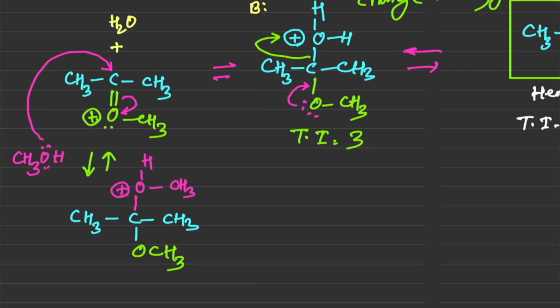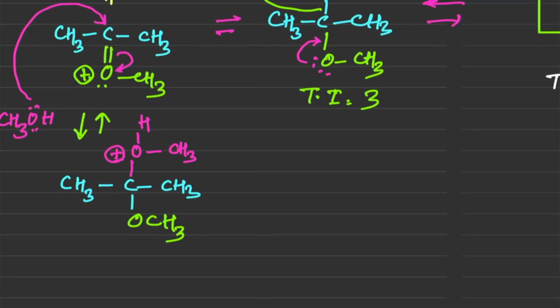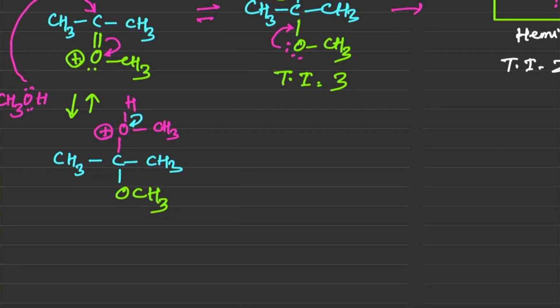And what should your next goal be? You try to neutralize this. And how would you do it? Your base would abstract the proton. So base means anything that can abstract a proton. The B would abstract the proton.